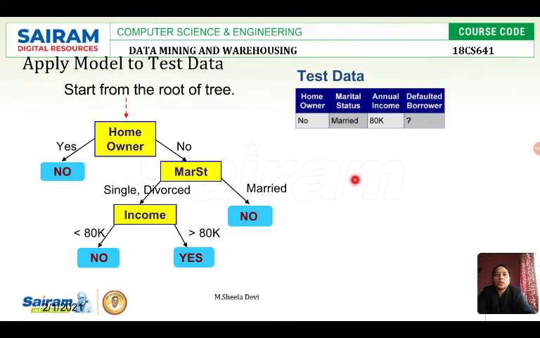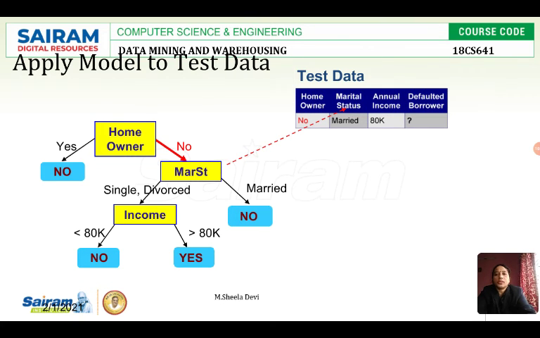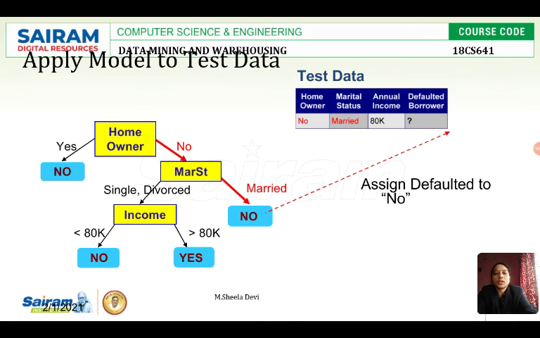See, I said annual income 80,000 is given. So for 80,000, what will be the prediction? That's what is said here. Same example they have taken. No homeowner. Then married. Yes, he is married. And if he is married, he will not be a defaulted borrower. So no need to go for the next condition. Assign defaulted borrower as no.